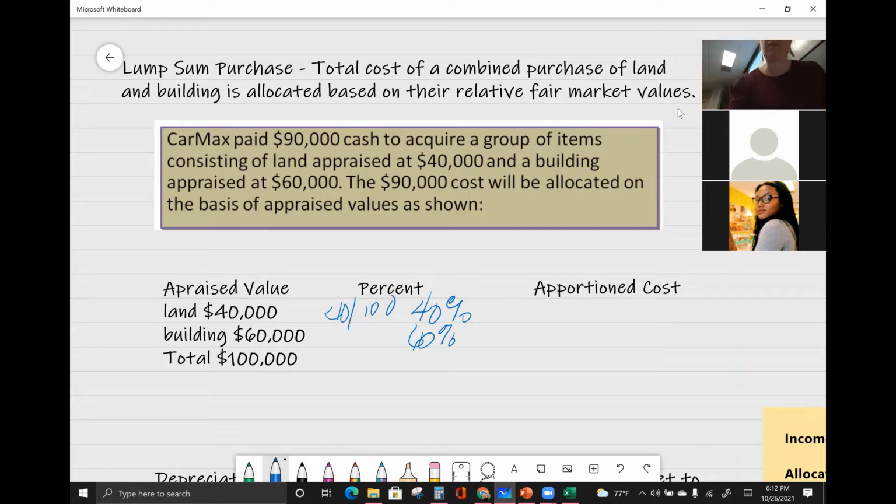Okay, so we have 90,000 that we paid for everything. So now I just take the percentage that I figured out from the fair market value and multiply it by what I paid to come up with how much for land, how much for the building. So 90,000 times 40% is 36,000. And then I do the 90,000 times 60%, 54,000.